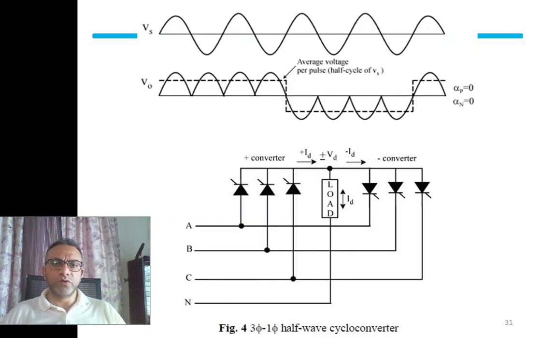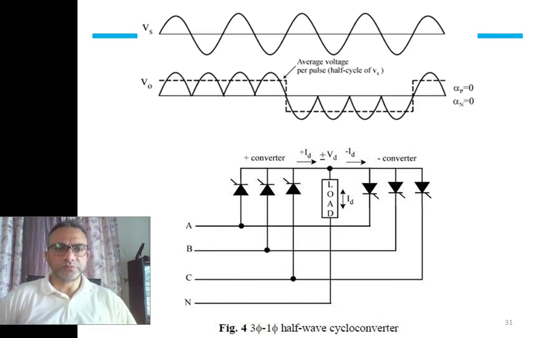Here we have a much more conceptual diagram. Vs represents the single phase input voltage. It has a larger frequency. And V out represents the output waveform of the cycloconverter. The frequency of the cycloconverter output is much less than the frequency of the main input voltage.